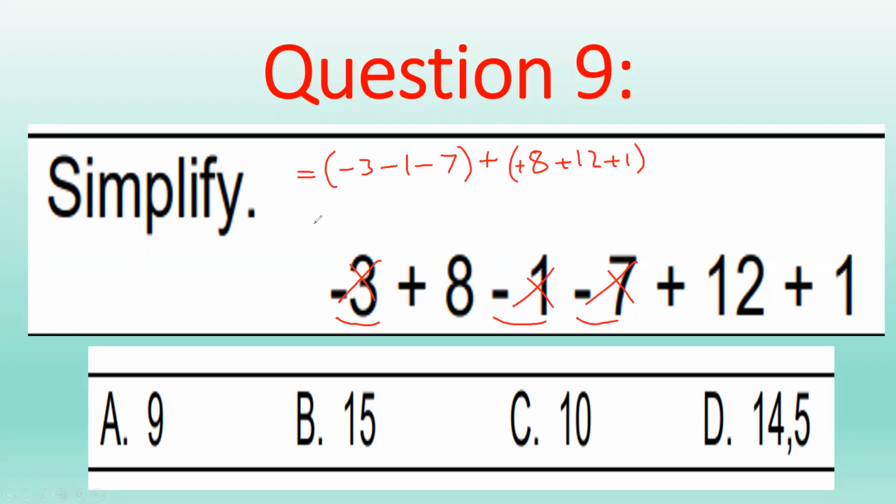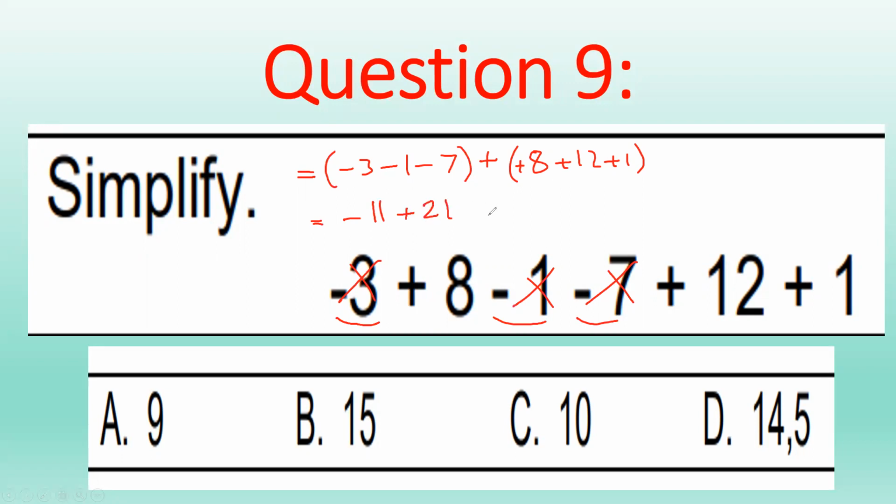From now, what am I going to do? All negatives, same sign, we are adding them. This point is important: just add them, do not subtract them. Negative 3 and negative 1 make negative 4, and negative 7 makes negative 11. When you come to the positive side, same process, you are adding them all. 8 plus 12 is 20, plus 1 is 21.